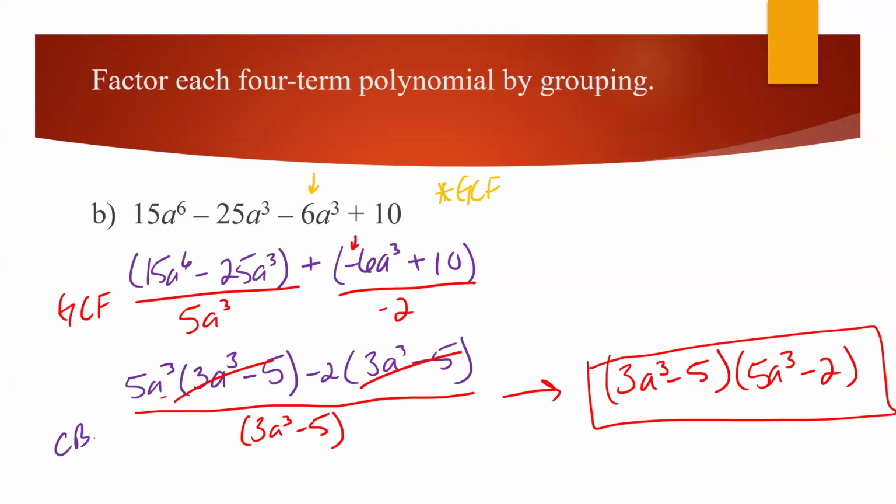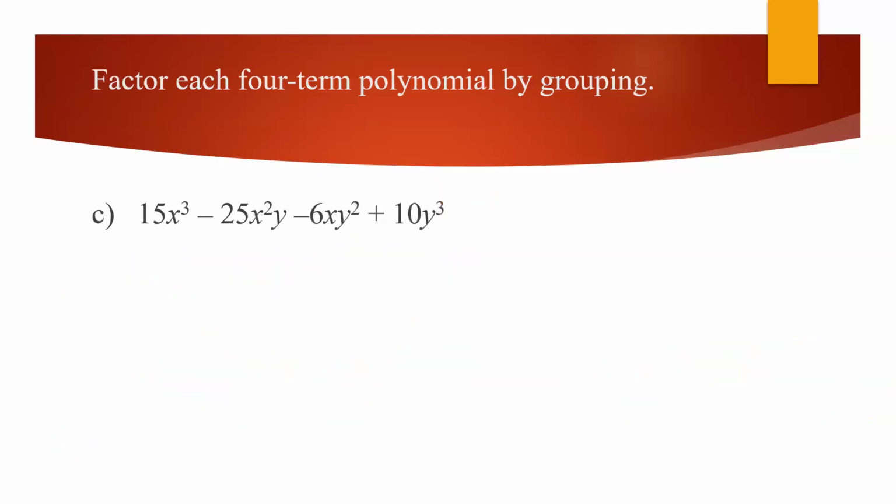How you feeling? Doable? Guess whose turn it is? If you said yours, you are a genius. Okay, so you're going to do example C. So in the last box, you're writing 15x cubed minus 25x squared y minus 6xy squared plus 10y cubed. Okay, I'm going to give you time to work through it and then check with your group mates or a neighboring table if you are flying solo today.